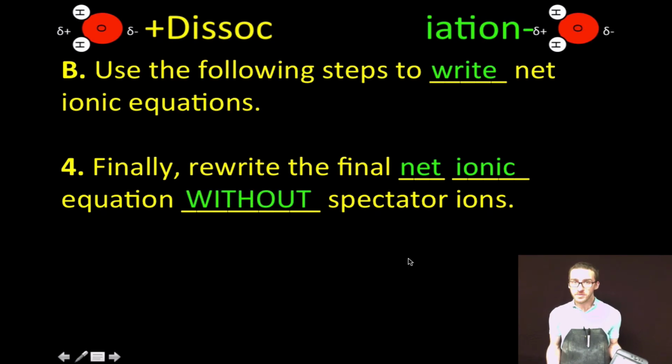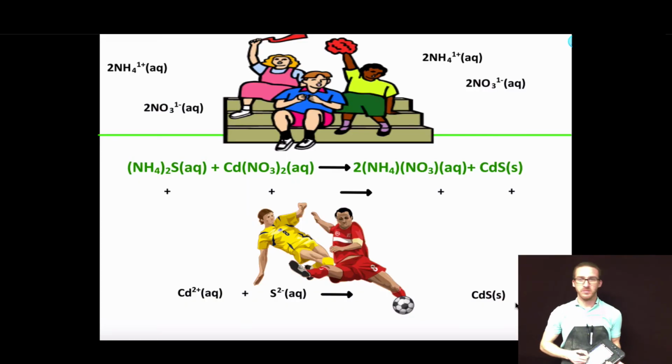And our final step, just rewrite the net ionic equation without the spectator ions. That's what a net ionic equation is. The equation without the spectators. Boom. Here's your step 4. Here's my net ionic equation.